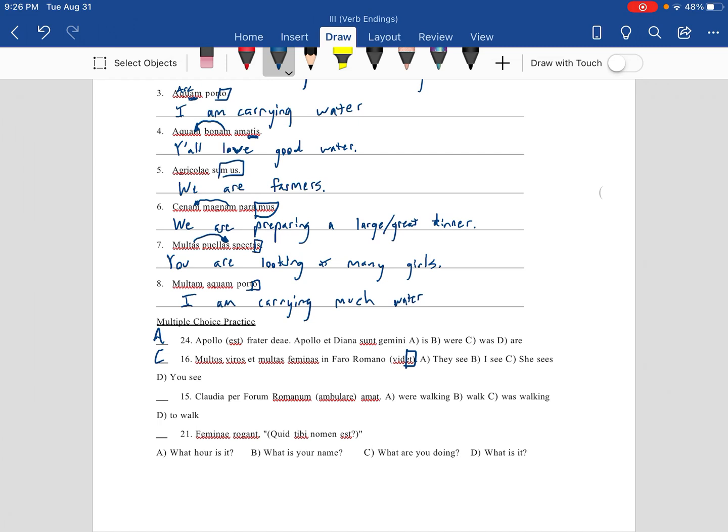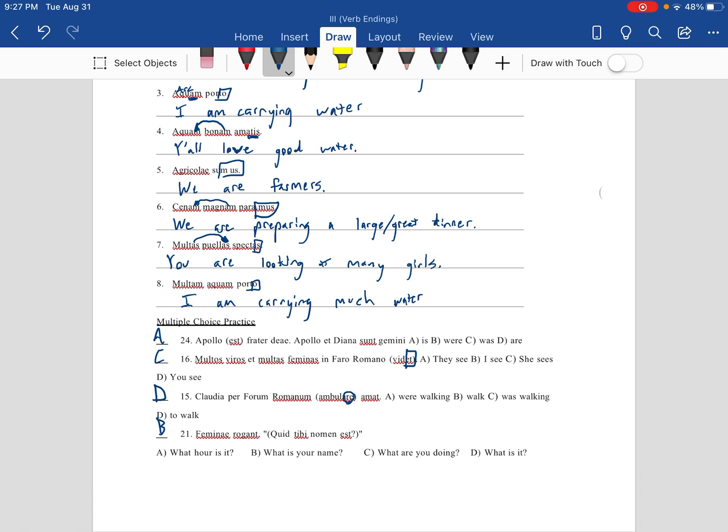Next up, ambulare. The RE is going to tell us infinitive, so D, to walk. And quid tibi nomen est? All right, so on the first day, I said, you're going to need this at some point, but we're not going to use it too much. All right, and that's on the Roman alphabet sheet. All right, so the answer is going to be B.